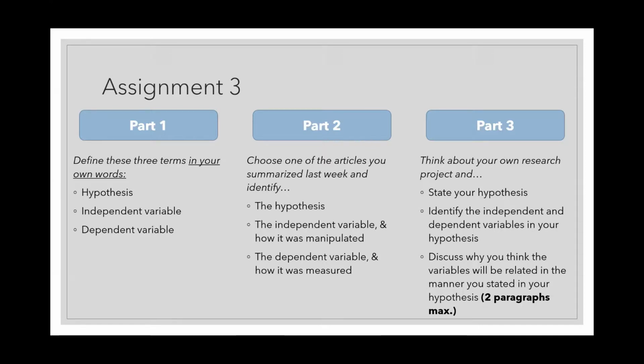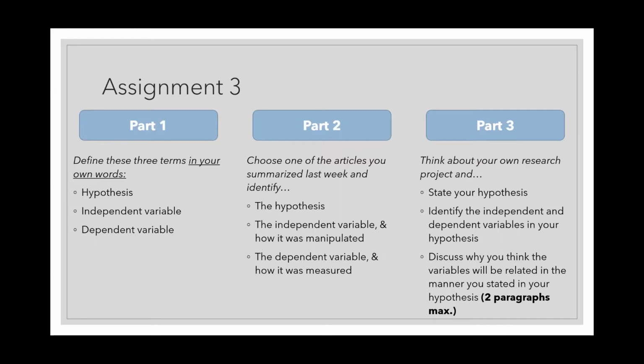Part 2, you're going to choose one of the articles you summarized in your weekly assignment last week and identify within it the hypothesis, the independent variable and how it was manipulated, and the dependent variable and how it was measured. So for these, you can express it in your own words, or you can copy and paste it if they just outright state their hypothesis, but of course, then you should be citing the study and providing the page number. And we'll talk about that in the other tutorial video for this week on in-text citations.